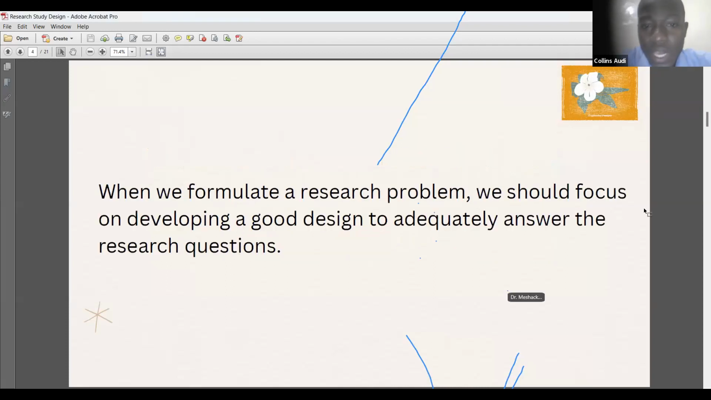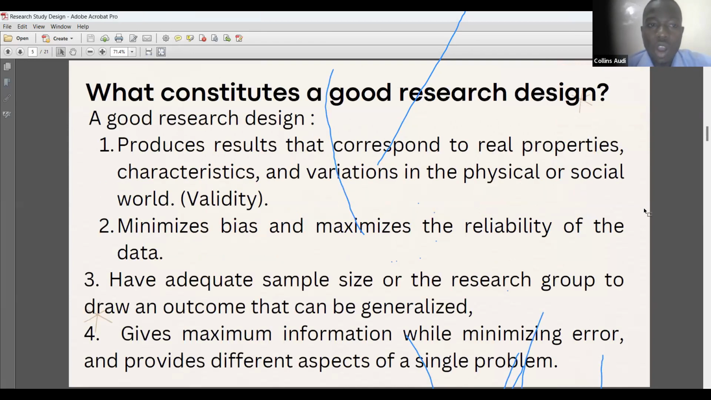So when we formulate a research problem, we should focus on developing a good design to adequately answer the research questions. So what constitutes a good research design? Is someone interfering with the screen? I can see some drawings. Sorry about that. Let me check. It's this thing. Okay. Sorry about that.